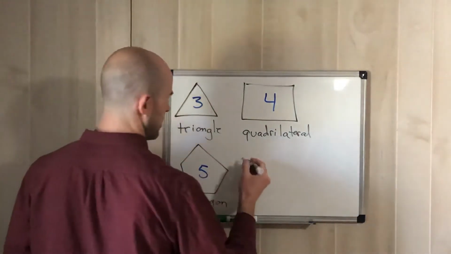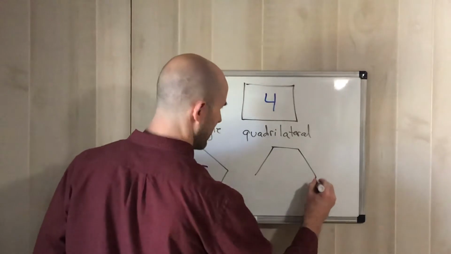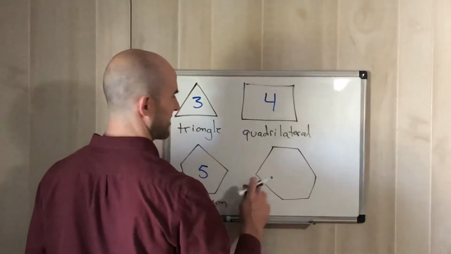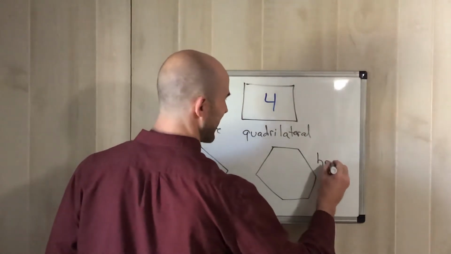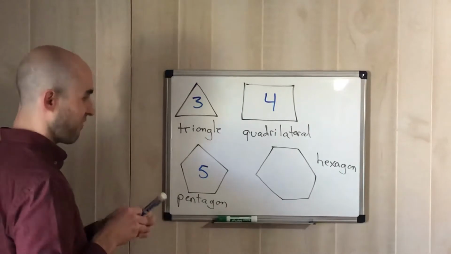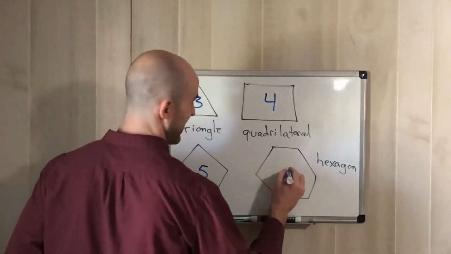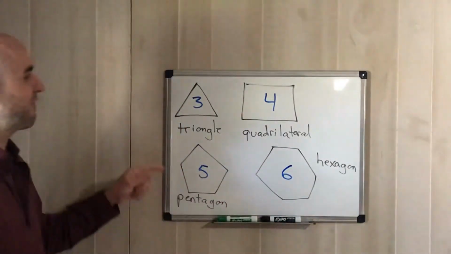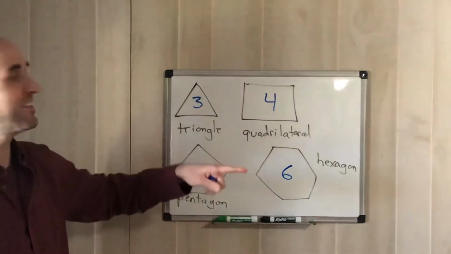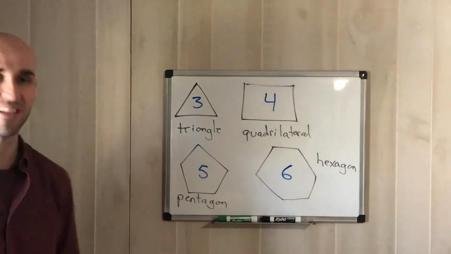I'll do one more, right? And then we have a figure that has 6 sides. Sorry that it looks terrible, but if it has 6 sides, it would be called a hexagon. All of these figures have names, and they have names based on how many sides they have, right? So whenever we're looking at a figure with 3 sides, that polygon's a triangle. If it's got 4 sides, it's a quadrilateral. If it's got 5 sides, it's a pentagon. If it's got 6 sides, it's a hexagon.